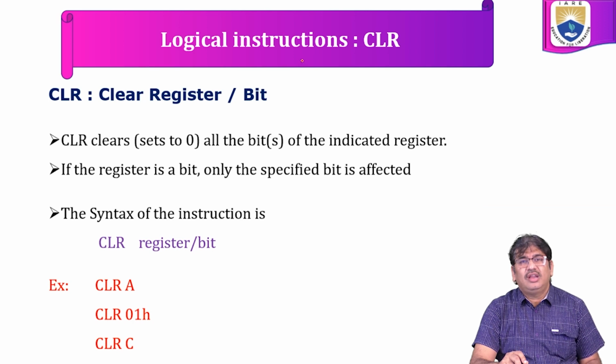The next one is CLR 01H. 01H is a single bit memory location, so the contents of that bit in the memory location 01H will be cleared. CLR C, which is clearing the carry flag.